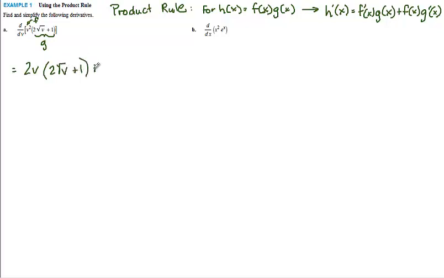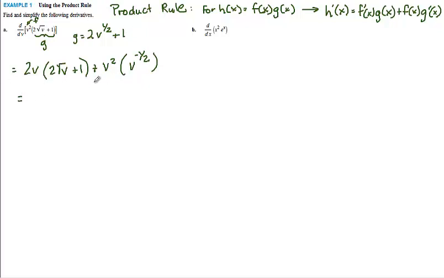Add to that just the plain old f times the derivative of the g. Now on the g, I'm going to look at g as 2v to the 1/2 power plus 1, so I can use my power rule. And I would have 2 times 1/2, that's 1, v to the negative 1/2. And then that would drop because it's a constant.